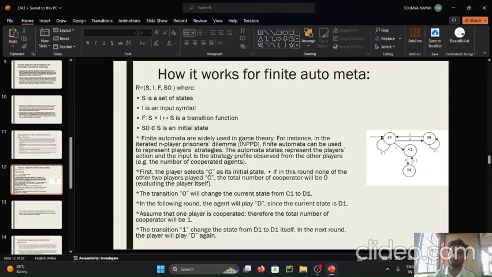In this round, none of the other players select C. The total number of cooperators will be 0, excluding the player itself. Transition 0 will change the current state from C1 to D1. In the following round, the agent will play D since the current state is D1. Assuming one player cooperates, the total number of cooperators will be 1. Transition 1 changes the state from D1 to D1 itself. In the next round, the player will play D again. So that's all. We just saw an example of how we can define the finite automata in the case of the multi-player prisoner's dilemma.